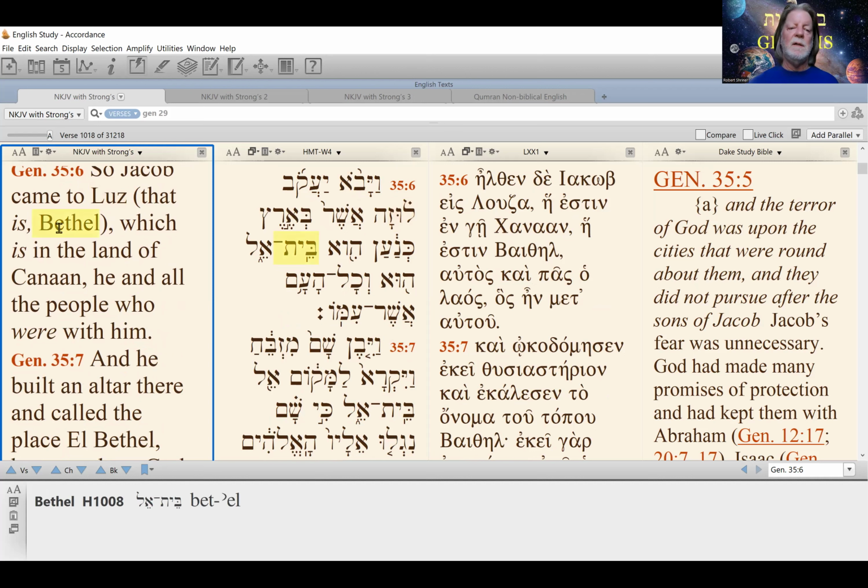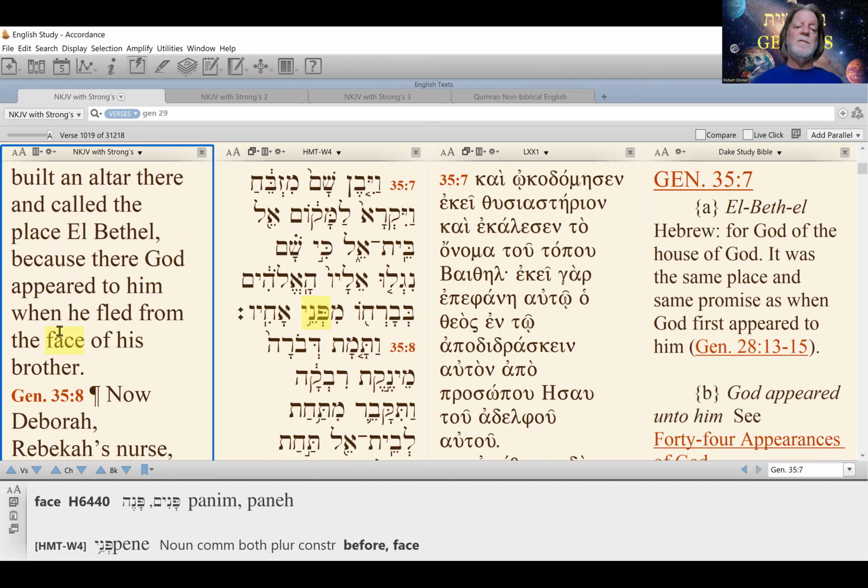So verse 6: Yaakov came to Luz, which is the Canaanite name for this place. That is Bethel. Bethel is Hebrew, and the Bible tells us that Jacob named the place Bethel because that's where God had met him. It was the house of God, which is in the land of Canaan. He and all the people who were with him came to Bethel, or Luz by the other name.